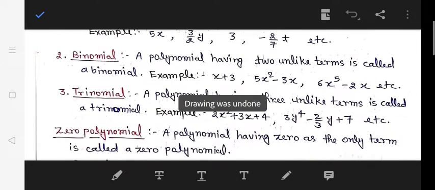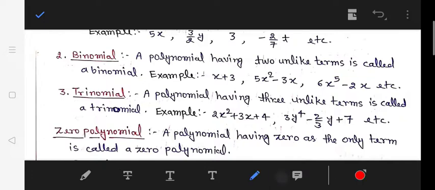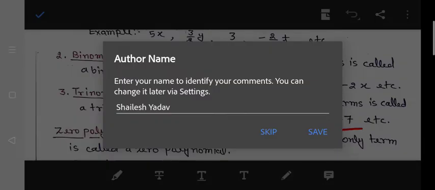Now third one, trinomial. A polynomial having three unlike terms is called a trinomial. Now I have taken certain examples. Here you can find that in this polynomial three terms are there, 2x square plus 3x plus 4. Here you are having three terms, 3y power 4 minus 2 by 3y plus 7. So if a polynomial has three terms, that is called the trinomial.